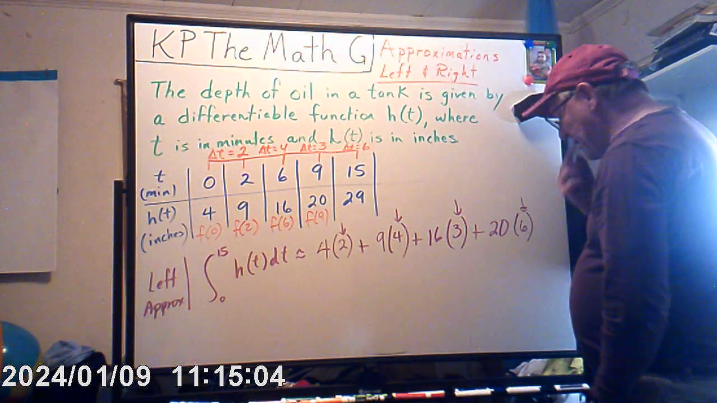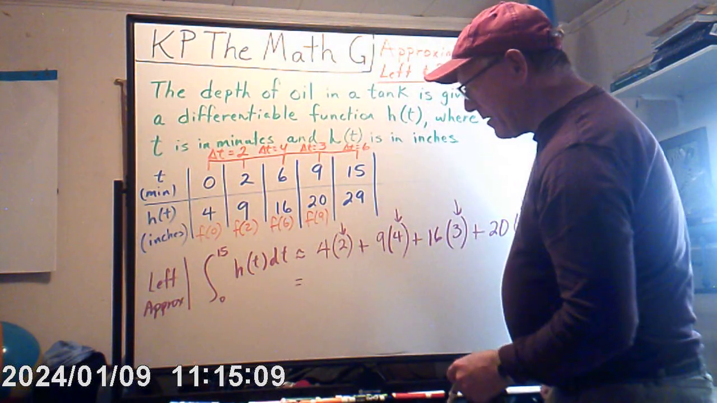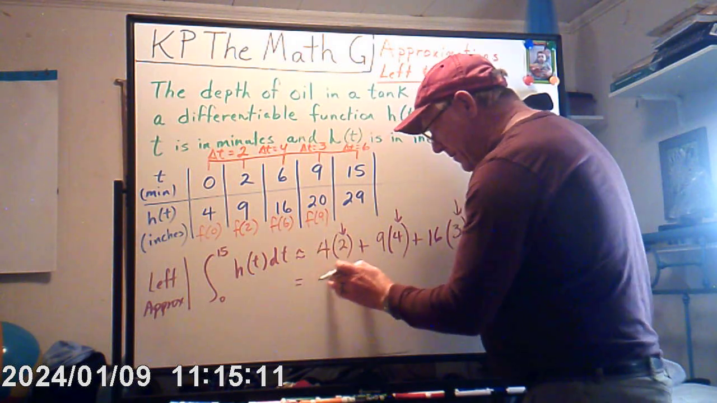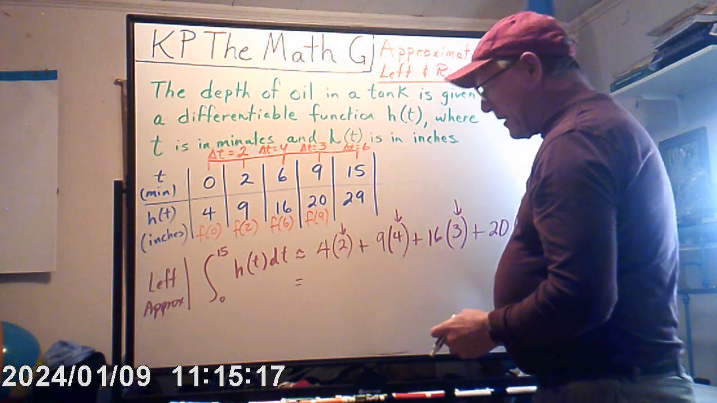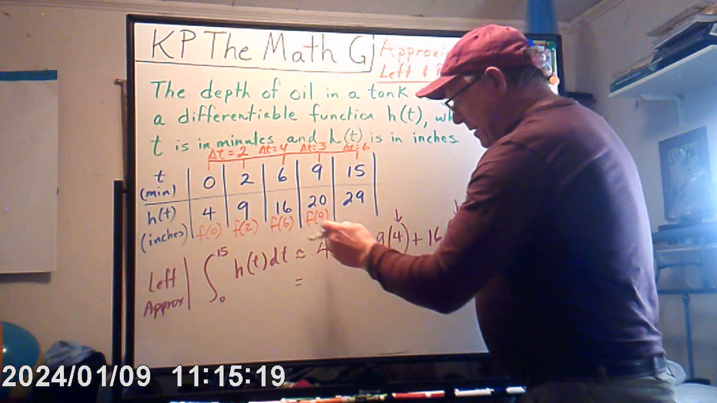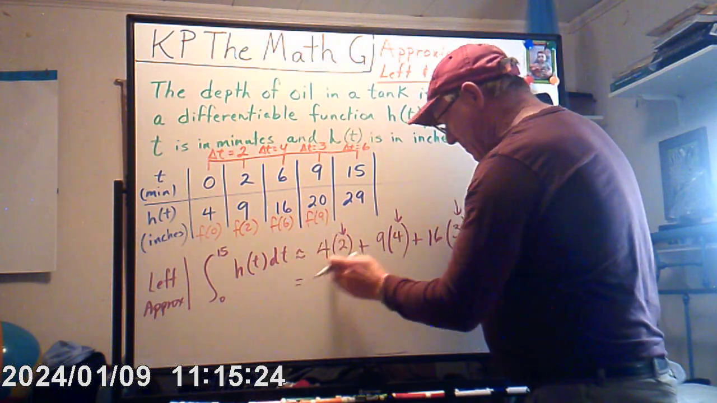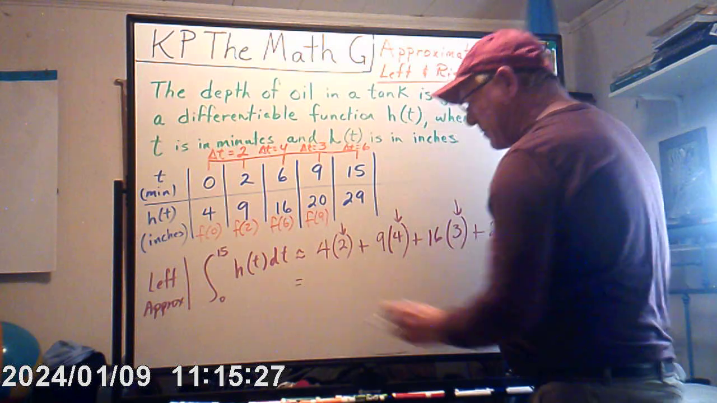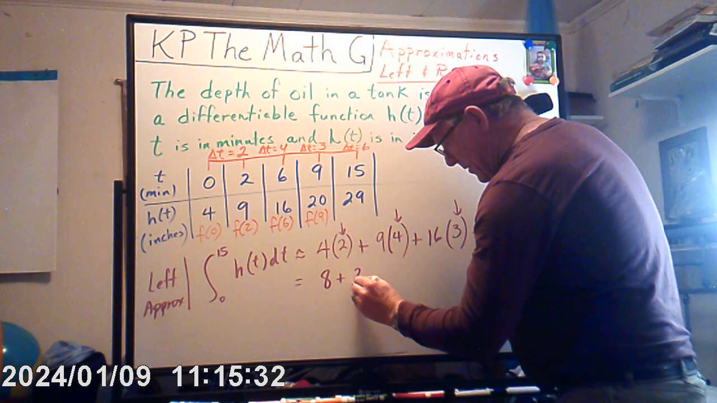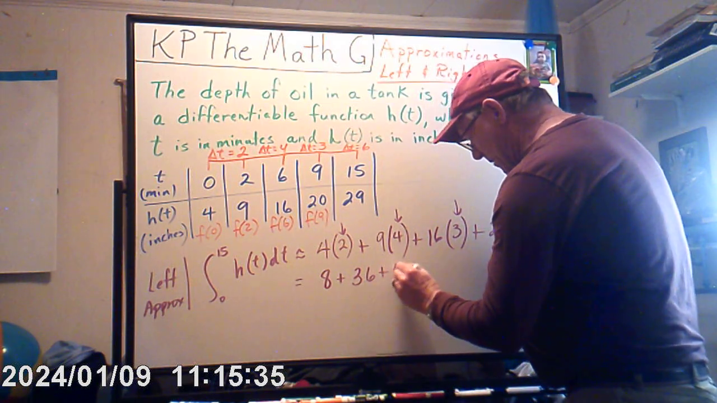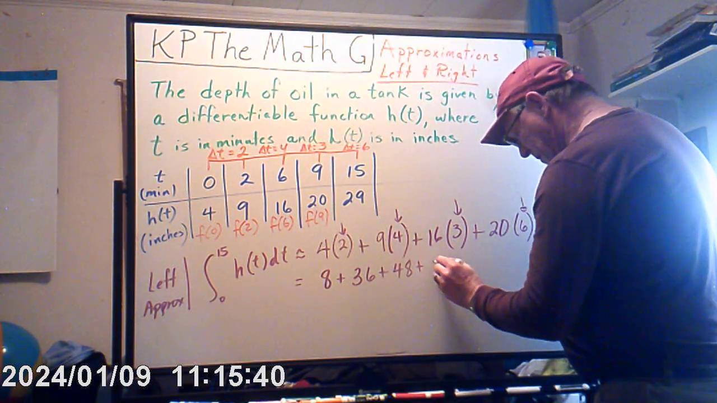Now let's figure out what this is equal to. Always you're approximating, but this answer is exact, so you can still put equals. You're making an approximation, so you have to say this here, but this answer here is equal to: 4 times 2 is 8. 4 times 9 is 36. 16 times 3 is 48. 20 times 6 is 120.